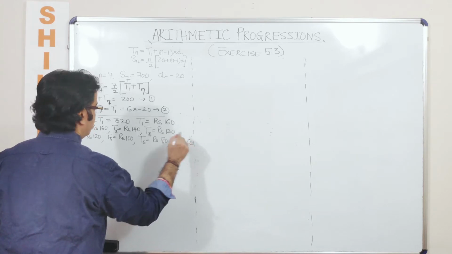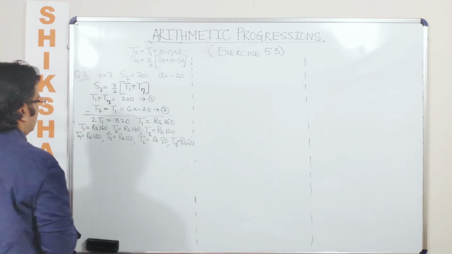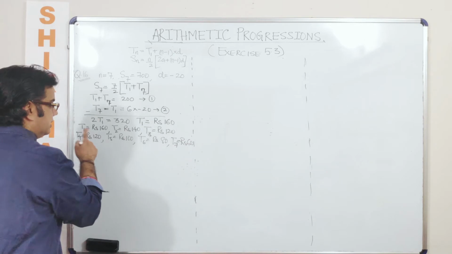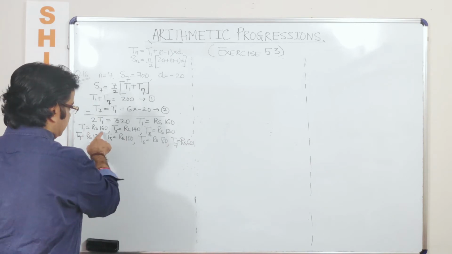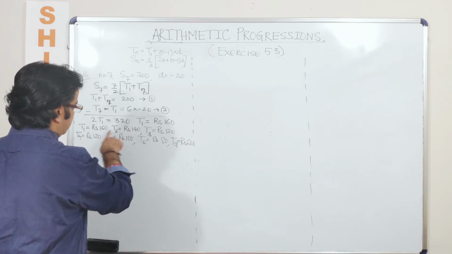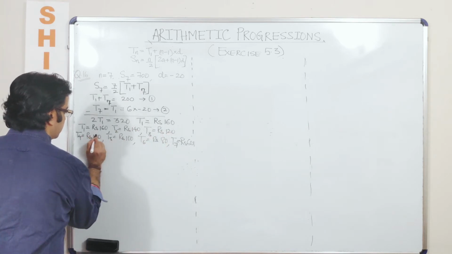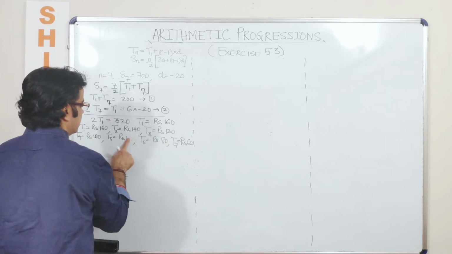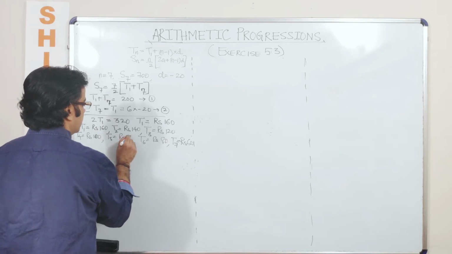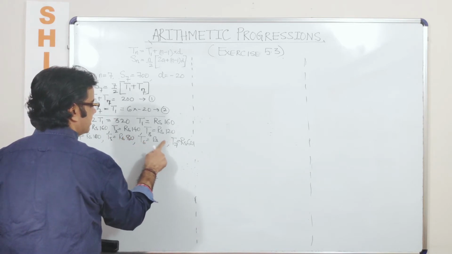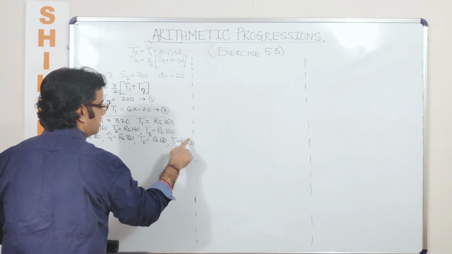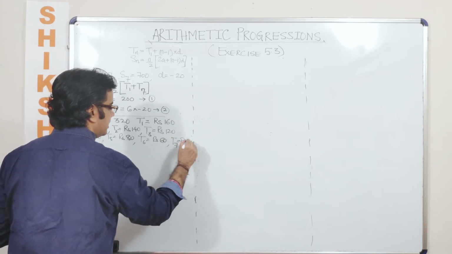The best thing to check the answer here is, now that we have written this, to see whether we have done it correctly or not. So 160, 140, 120, this had to be 100. Now when this is 100, the next becomes 80, then 60, and finally the value of the 7th prize becomes 40.